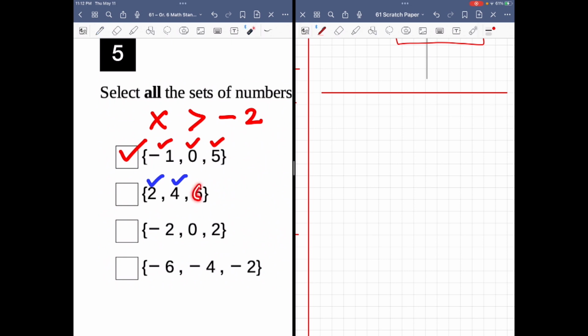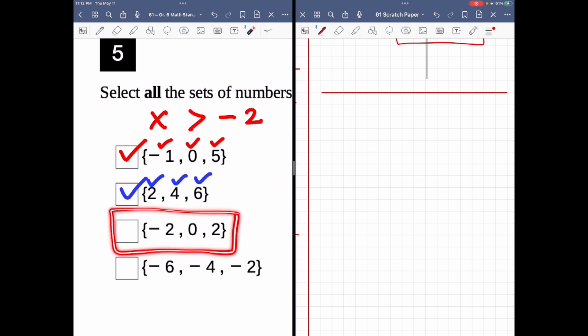And finally, test 6. 6 is greater than -2. That is true as well. So check off 6. And every single value in the second line passes the test. So line 2 is also a correct choice.